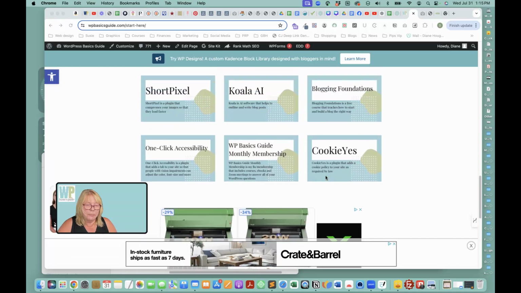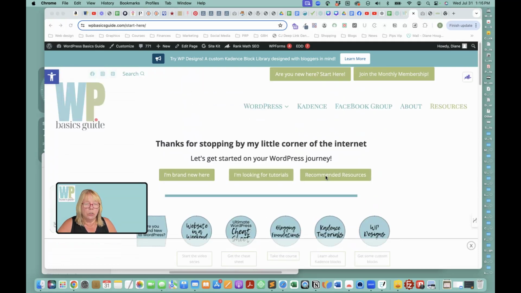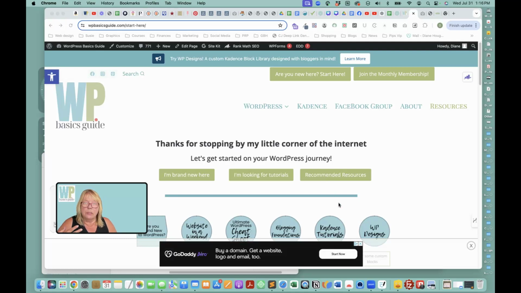But I think this is a good way to get control over those ads so that they're not flying all over your site and interrupting your readers' enjoyment of your site.